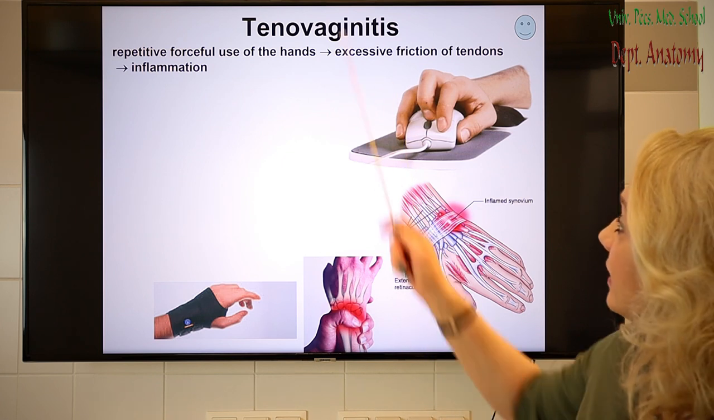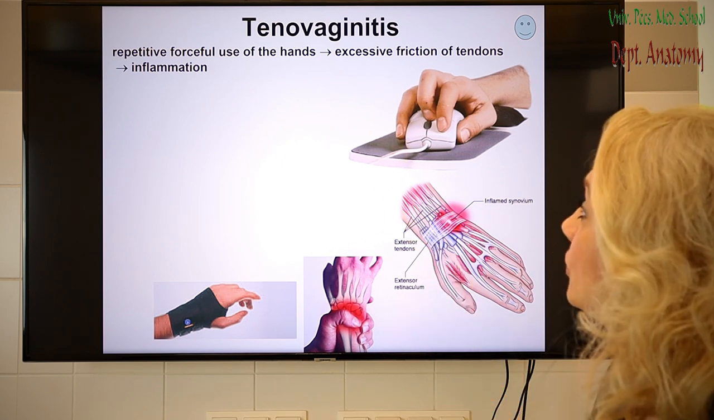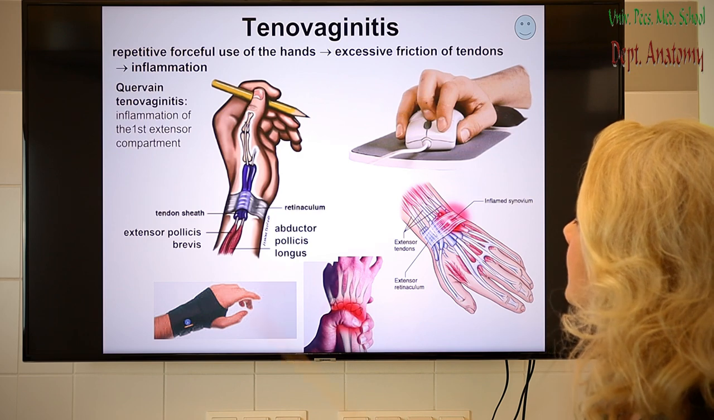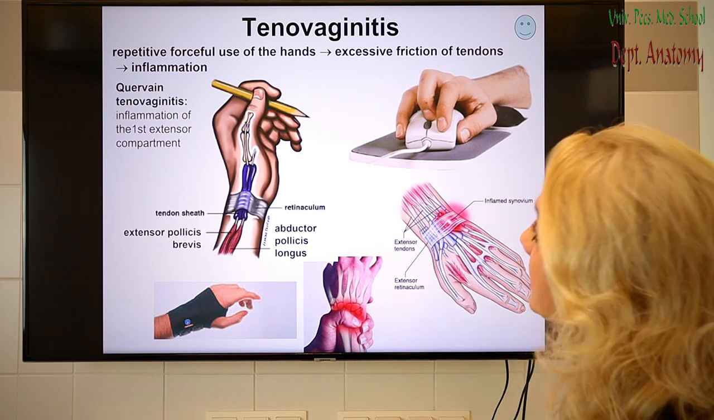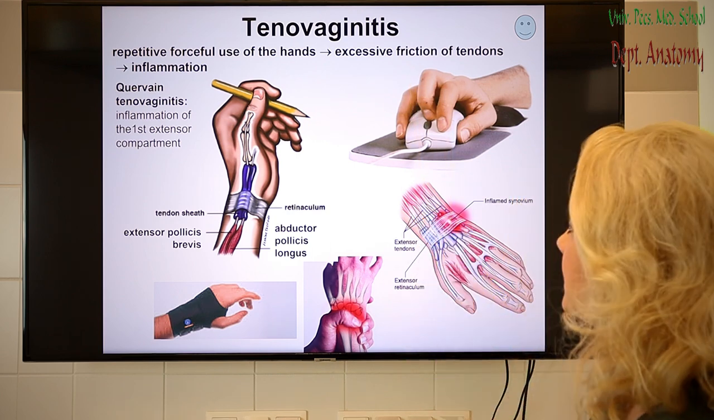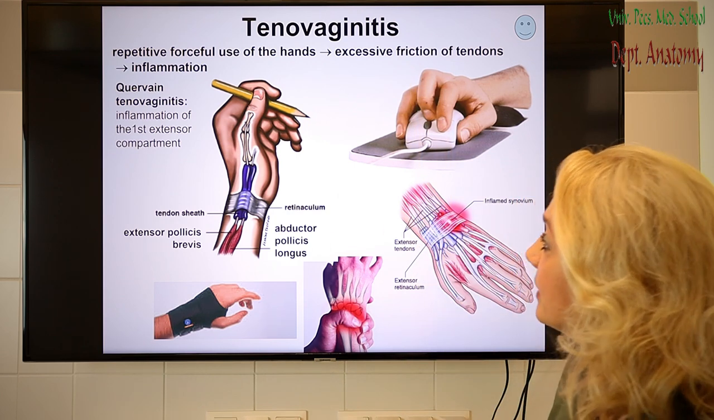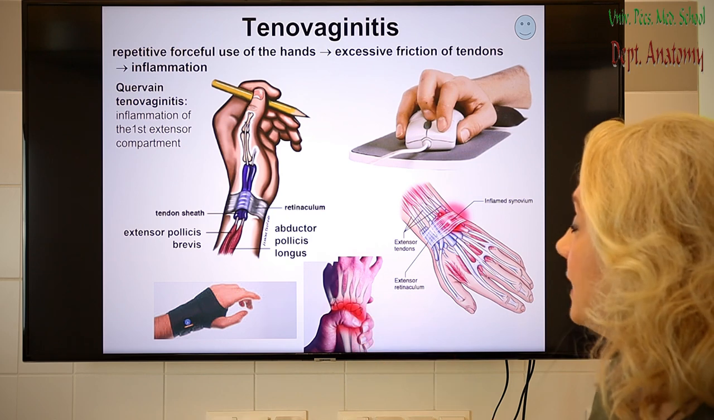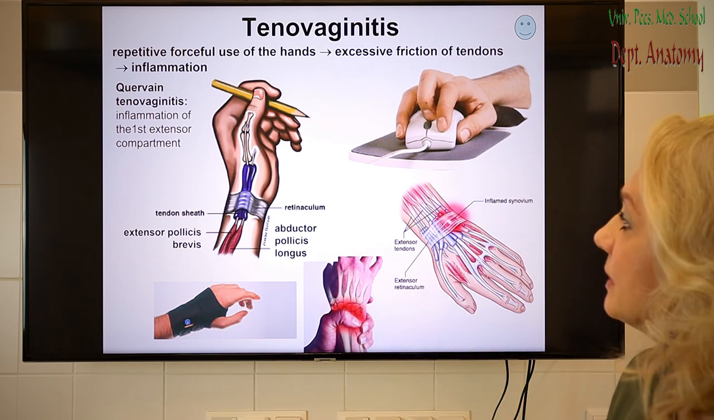And then finally, I'm sure you all heard about tenovaginitis. Repetitive forceful use of the hands, excessive friction of the tendons can cause inflammation, with a lot of writing or piano playing. This is a very typical problem. So then we will continue with the nerves next time. Thank you.